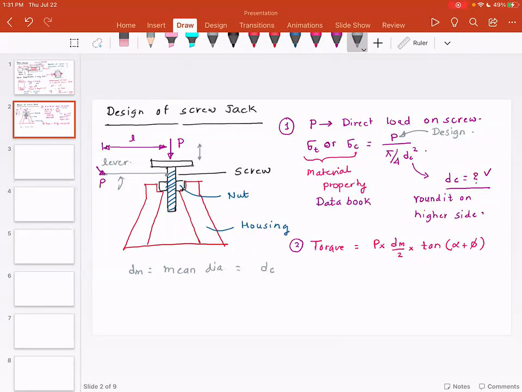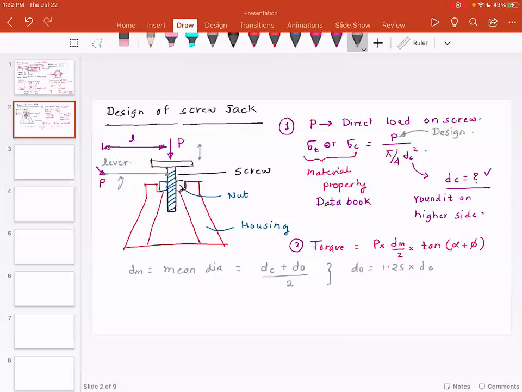Which is the core diameter plus outside diameter divided by 2. Once you find the core diameter from step 1, you can look at the design data book, update the core diameter, and you will find the mean diameter. However, if this information is not given to you, you can approximate the outside diameter as somewhere around 1.25 times the core diameter. If that information is not readily available, this is a fairly good approximation.